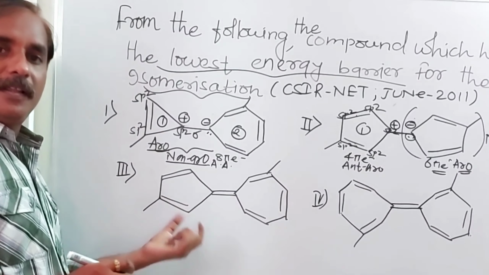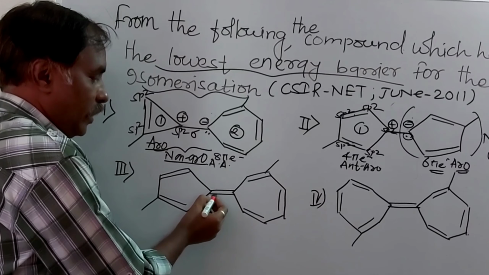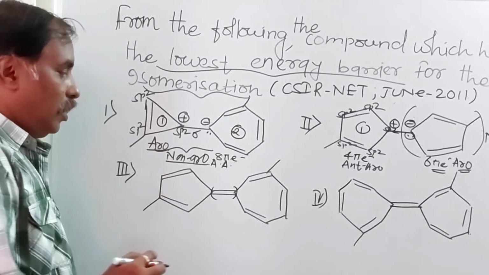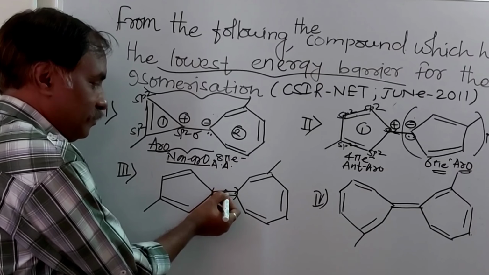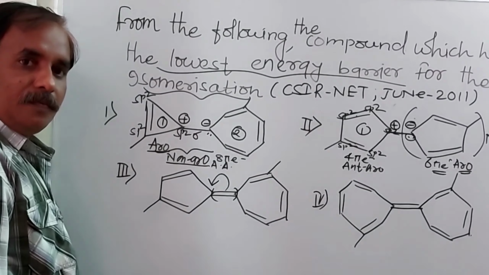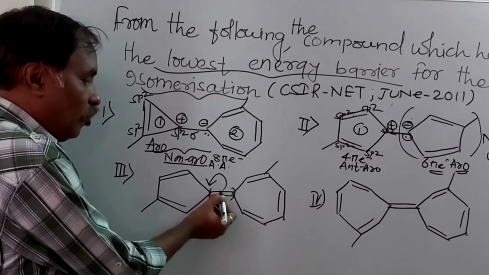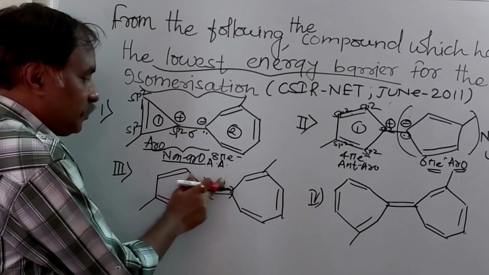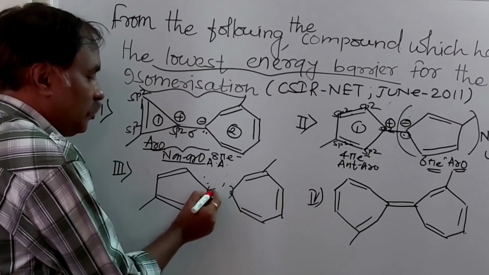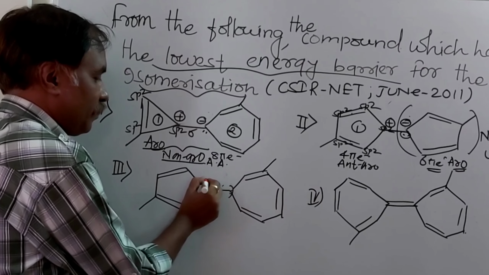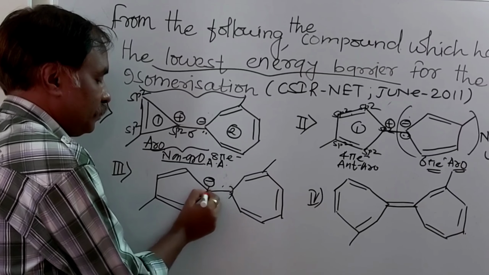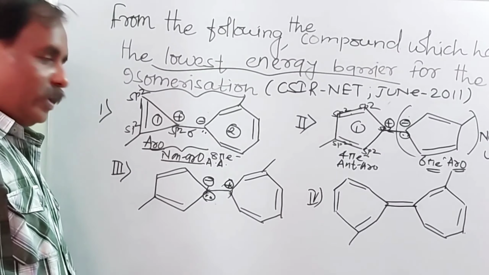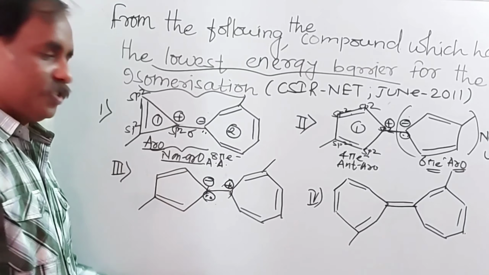Example number 3. Here again there is an exocyclic carbon-carbon double bond. Breaking the pi bond, suppose breaking in this fashion, and after breaking the pi bond, shifting both electrons towards ring number 1, this carbon will acquire a negative charge. Here 2 electrons. This carbon will acquire a positive charge. And there is polarization.